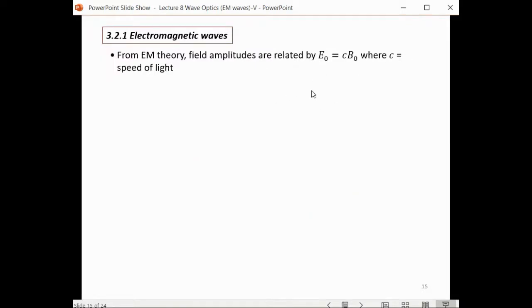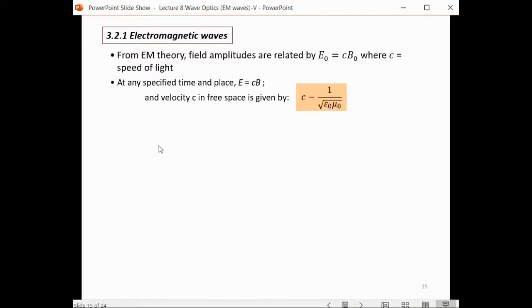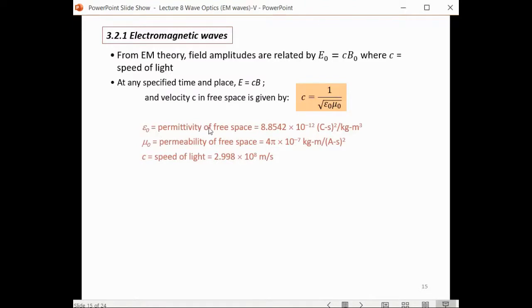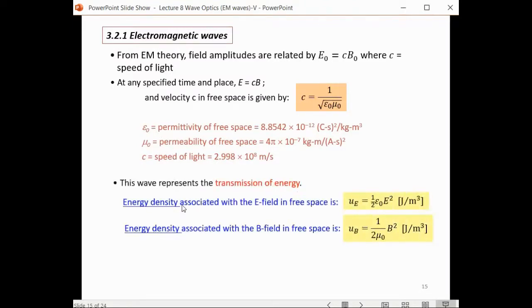The E and B fields' amplitudes are related by a factor c, which is the speed of light. At any specified time and space, E will be equal to cB, and the velocity c in free space is given by the reciprocal of the root of epsilon 0 and mu 0, whereby epsilon 0 is the permittivity of free space, mu 0 is the permeability of free space.